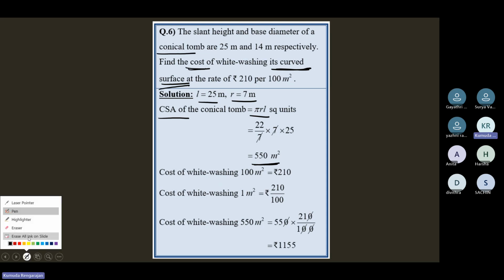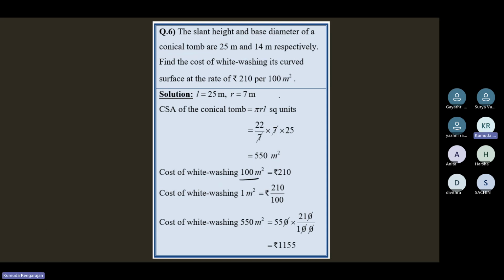And what is the rate? For 100 meters square, it is 210 rupees. So for 1 meter square, 210 by 100. So for 550 meters square, it will be 550 into 210 by 100.